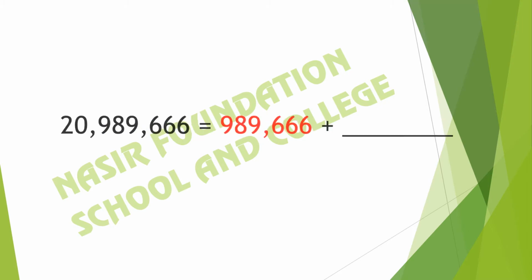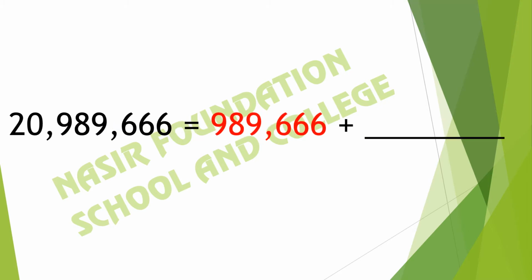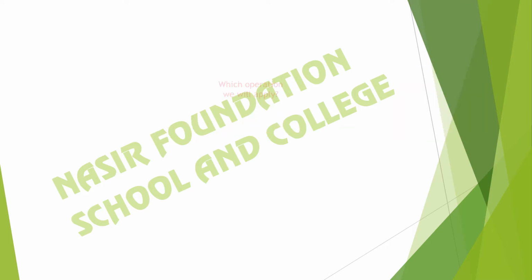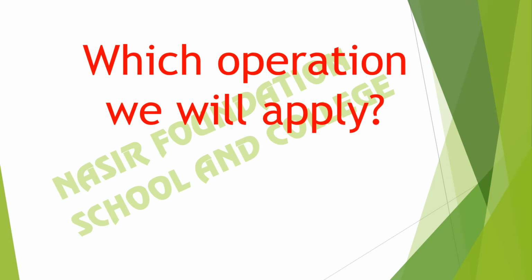Here we have 20,989,666. And on the other side, if we see that there is 989,666, we will find out the number that we will add in 989,666 to make this mathematical sentence true. Which operation we will apply? Addition or subtraction? Can you tell me?